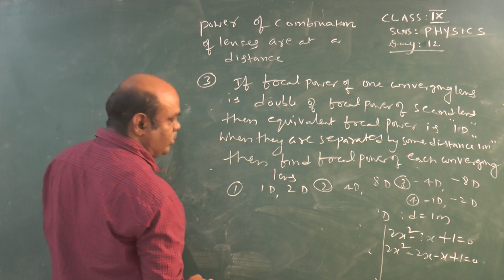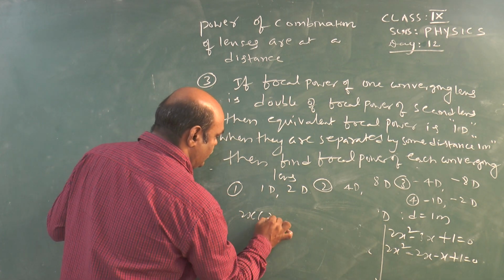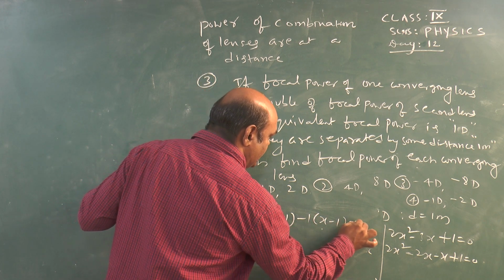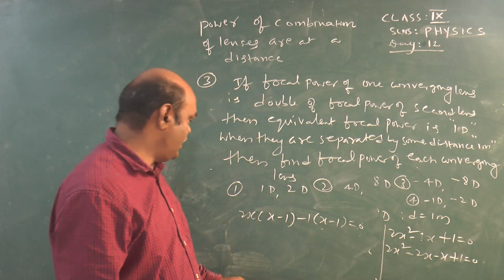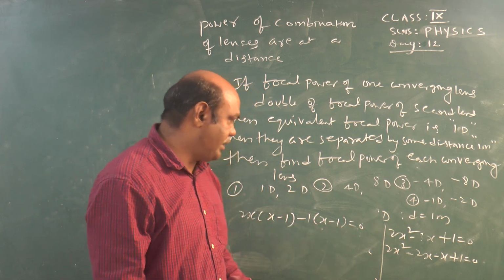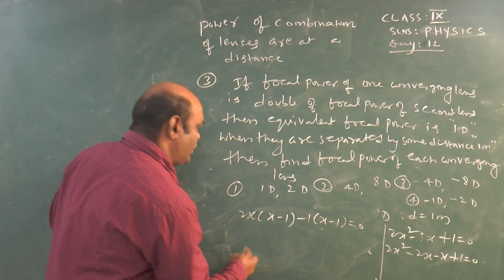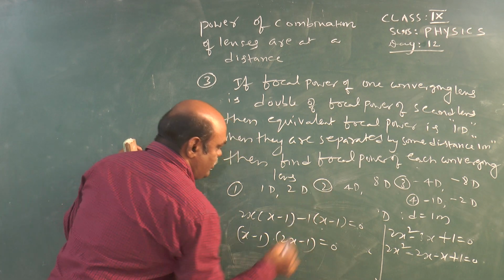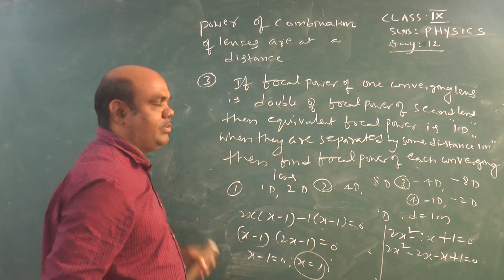So 2x square minus 2x minus x plus 1. If you take 2x as common, x minus 1, and minus 1 common, x minus 1 equal to 0. See here, 2x into x, 2x square, minus 2x into 1 minus 2x, minus 1 into x, minus 1 into minus 1 plus 1. So in this one, x minus 1 into 2x minus 1 equal to 0. So x minus 1 equal to 0, x equal to 1.